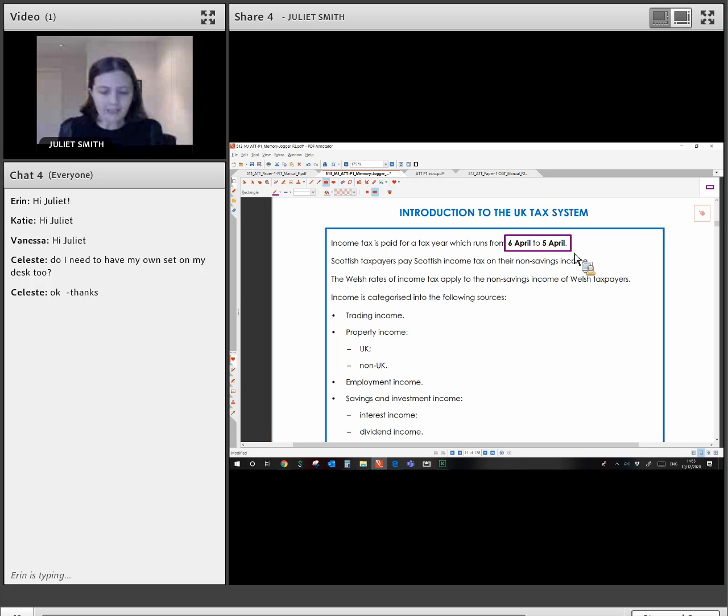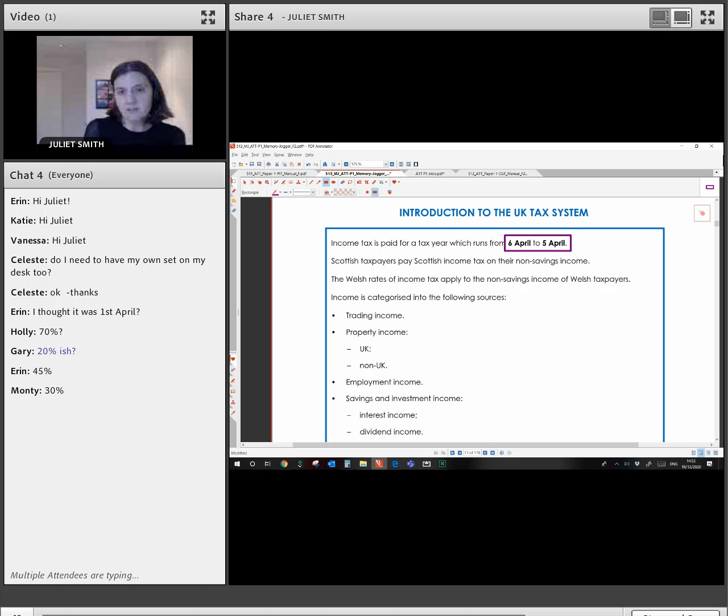Now, before we dive fully into the material, does anybody have any idea what percentage of government revenue comes in through income tax? Have a think about that while I have a look at Erin's question. I want you to think about what percentage of government revenue is collected through income tax. Good question, Erin.